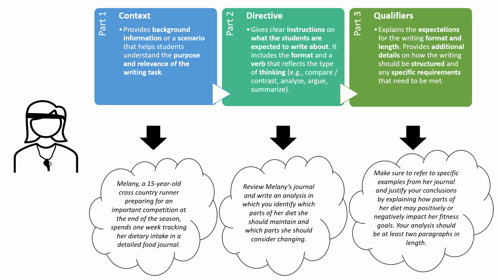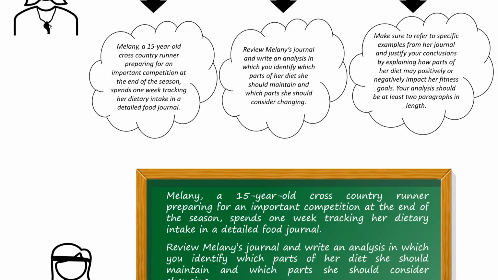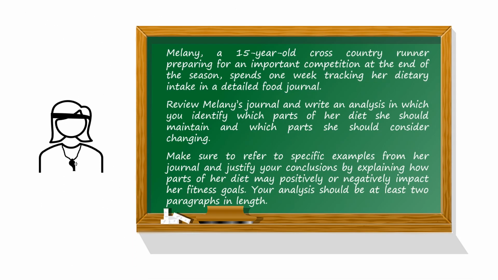And for qualifiers, the teacher adds, make sure to refer to specific examples from her journal and justify your conclusions by explaining how parts of her diet may positively or negatively impact her fitness goals. Your analysis should be at least 2 paragraphs in length. When put together, this prompt provides students with a clear task and sets specific expectations for the type of writing and level of specificity their teacher expects of them.